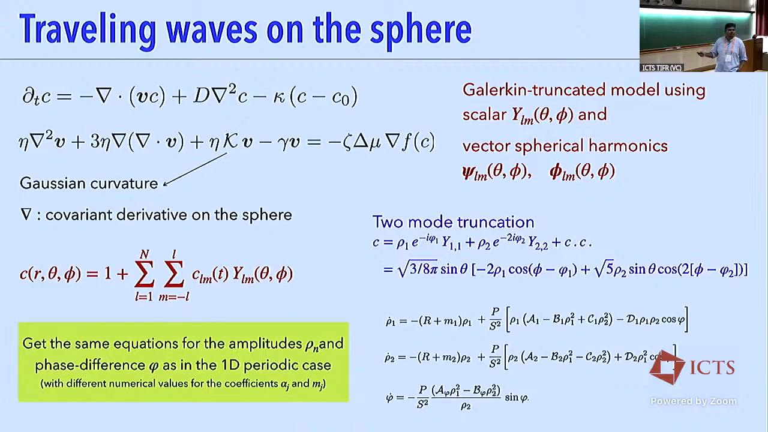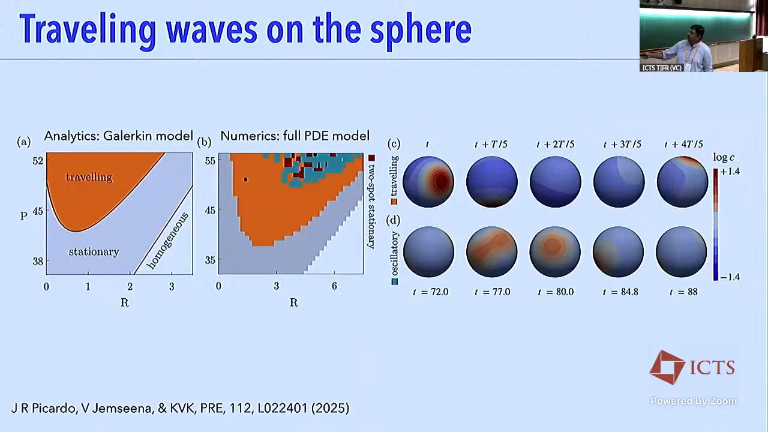The structure of the equations is the same. Some algebraic coefficients here and there are different depending on the surface of the sphere. So it looks like the kind of instability that we've discovered is independent of even the geometry. So here's the analytically predicted phase diagram for the sphere. Here's the numerical phase diagram for the sphere.